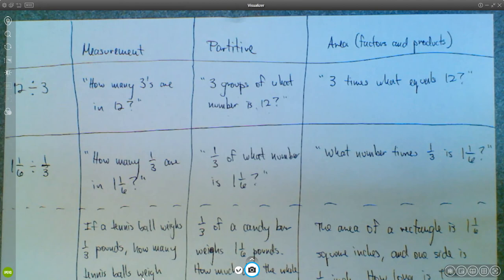So I could make that easier. I could write something for 12 divided by 3. For 12 divided by 3, I would say something like, one glass contains 3 cups of water. How many glasses would it take to fill a vase whose capacity is 12 cups of water? Right? Something like that.